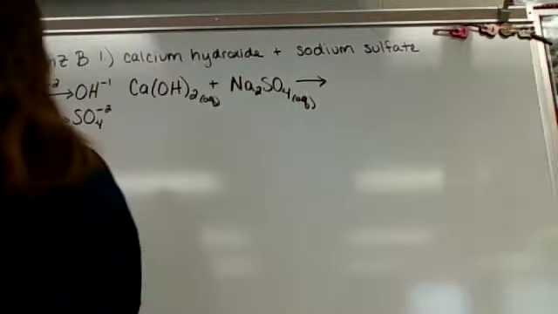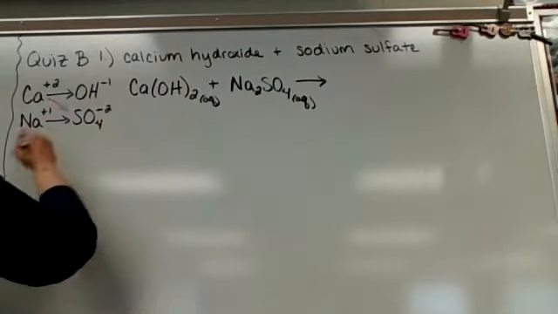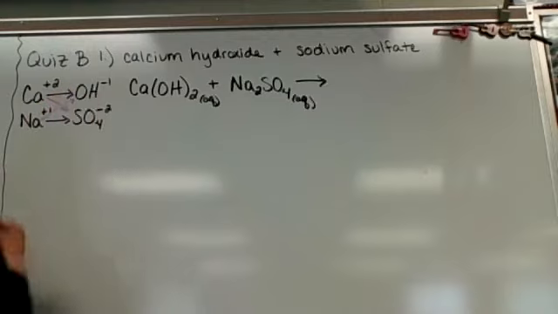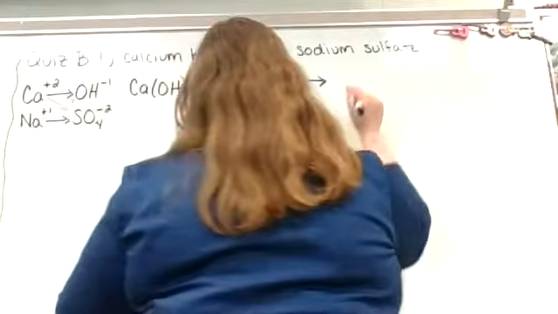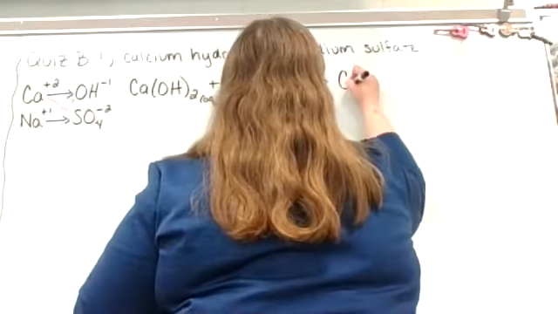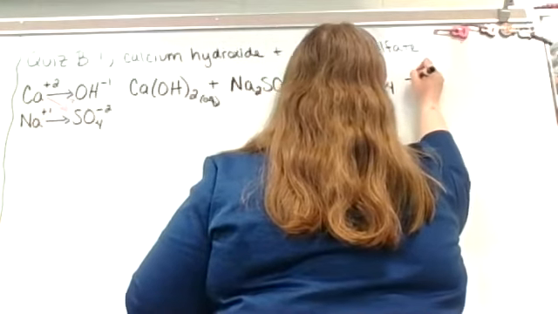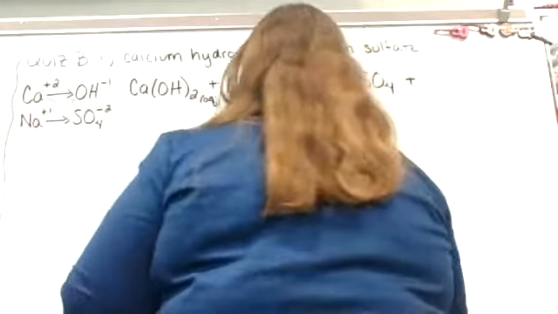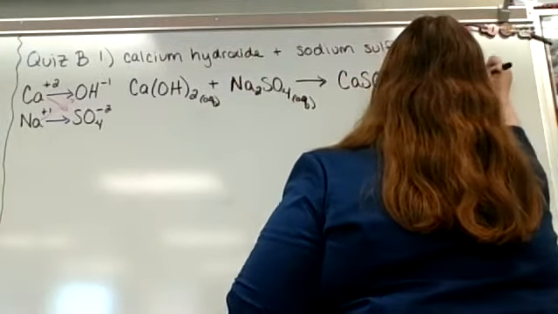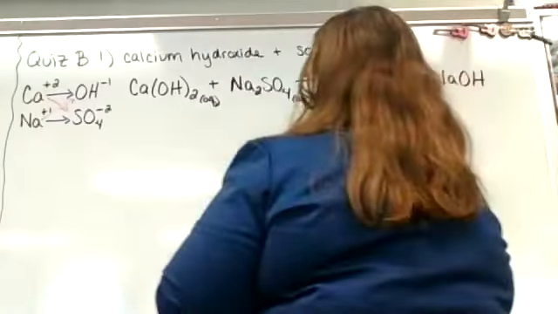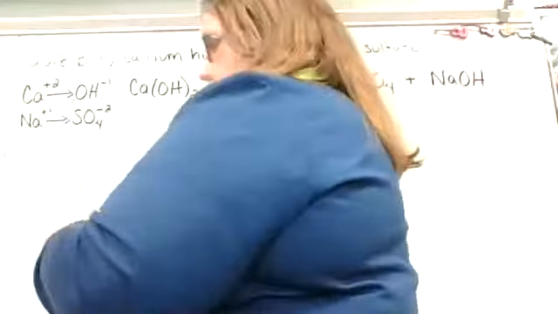And then we go diagonally down for our products and diagonally up. So Ca+2 is with SO4-2. So that's going to be CaSO4 plus Na+1 with OH-1, NaOH. Balance this, very easy. All you need is a 2 in front of the NaOH.